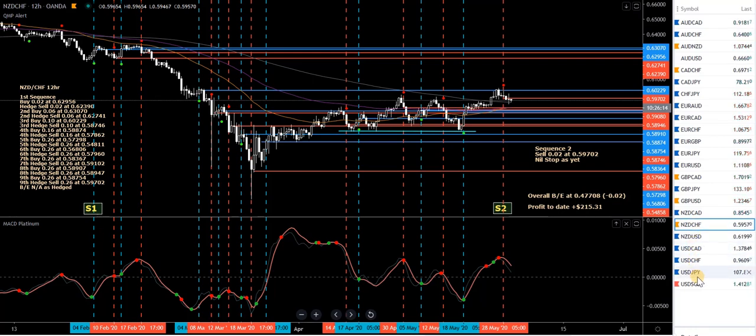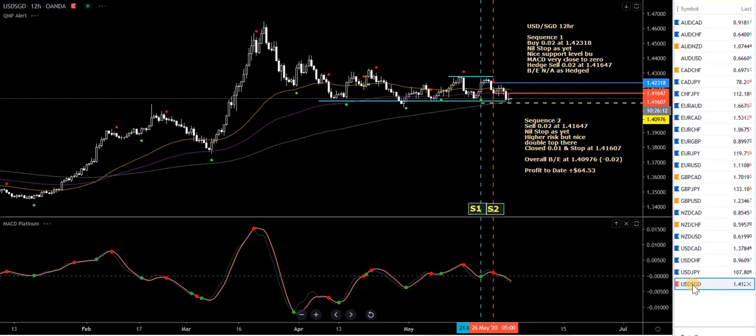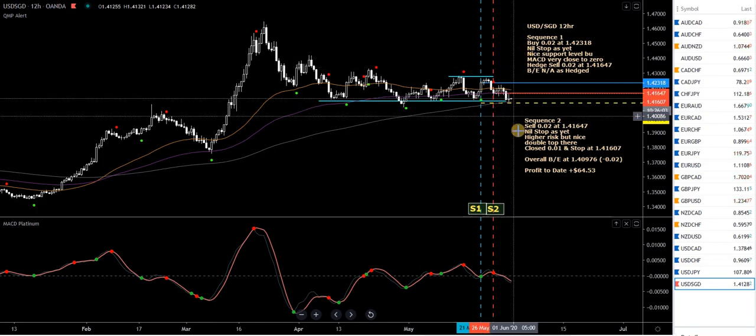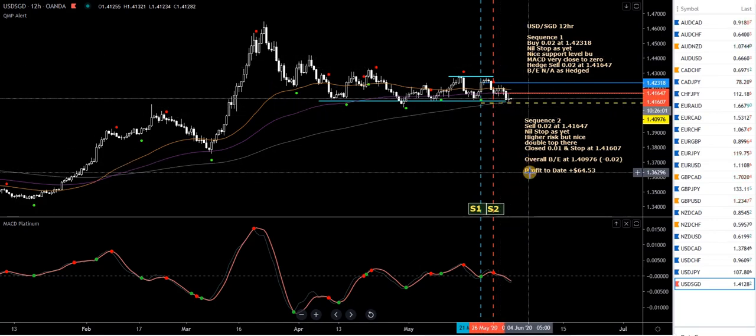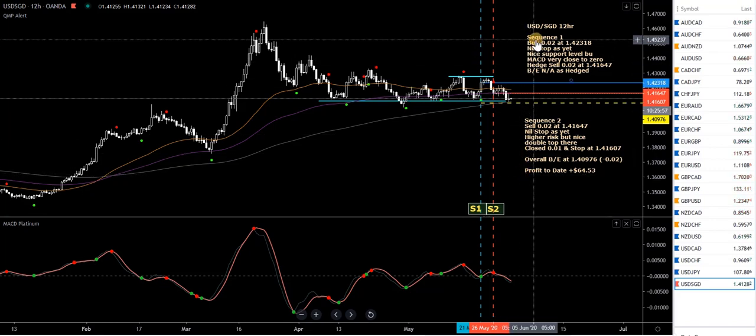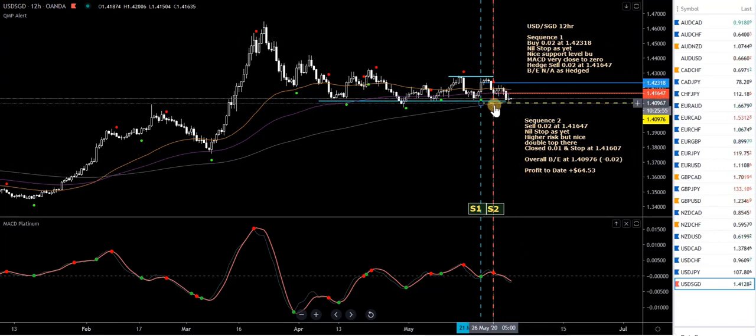All right, one other one I've got to mention that I haven't taken any action on yet, and I could do now. I probably can now. I haven't done it on the video yet because the spreads just took forever to come in. I mean, they were like 30 pips. This is the USD Singapore dollar. Sequence two is a sell in here.